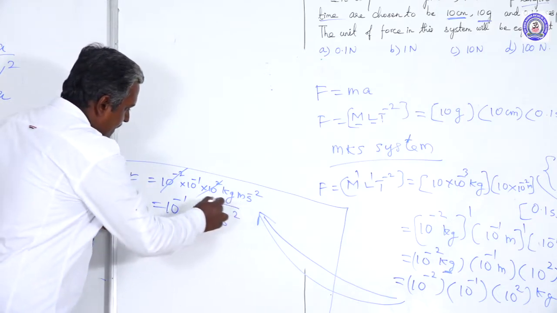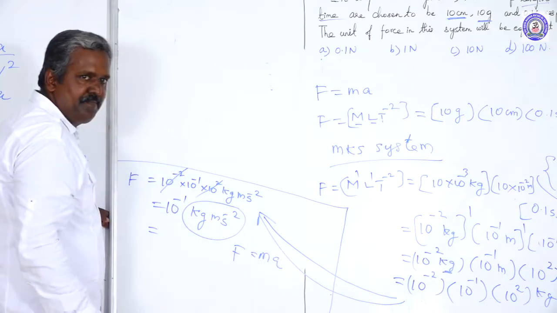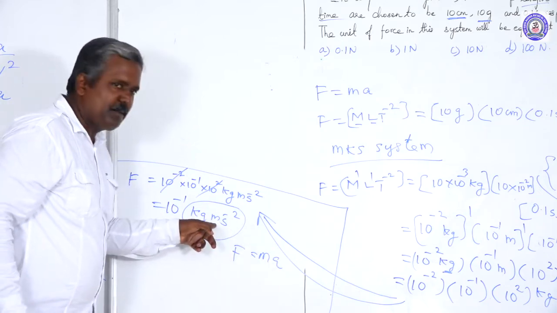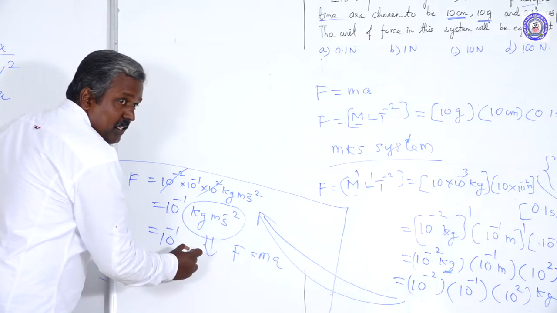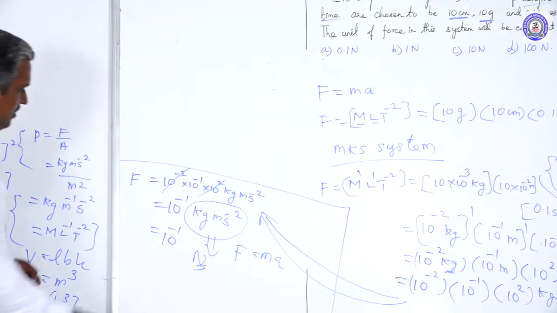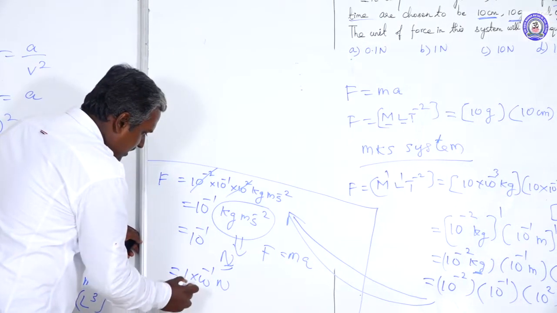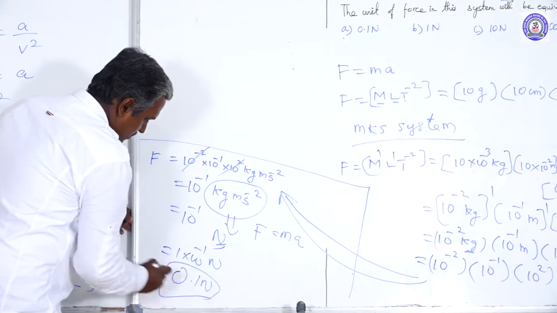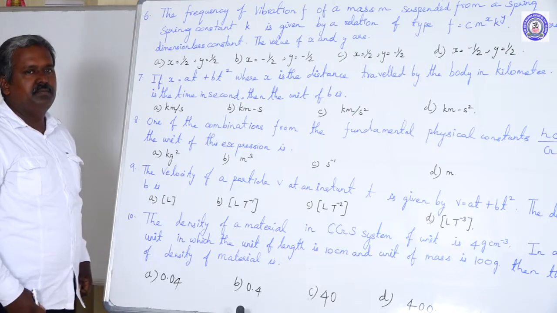Or F is equal to MA, unit kilogram, unit meter per second square, or it is equal to Newton. That's all. Okay. Or 1 into 10 power minus 1 Newton, or we can write it as 0.1 Newton. Correct? That's all.